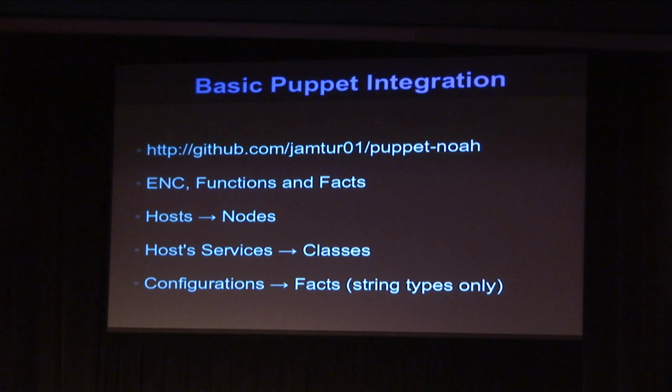And the configuration objects map to facts using the Noah data fact plugin, but the restriction is it only supports string types right now. Hopefully the Facter nested structure bug gets worked out eventually at some point, which will be very cool for doing some more hierarchical kind of fact stuff.